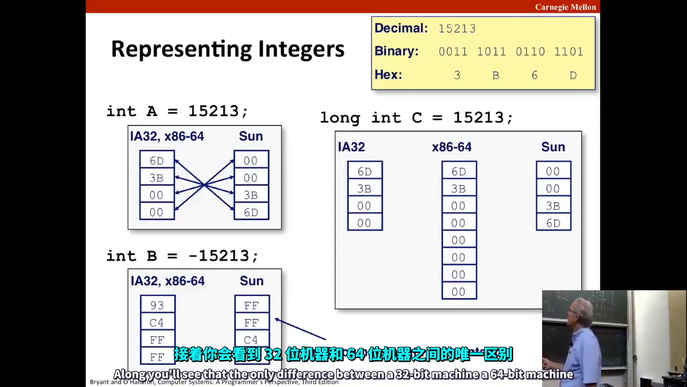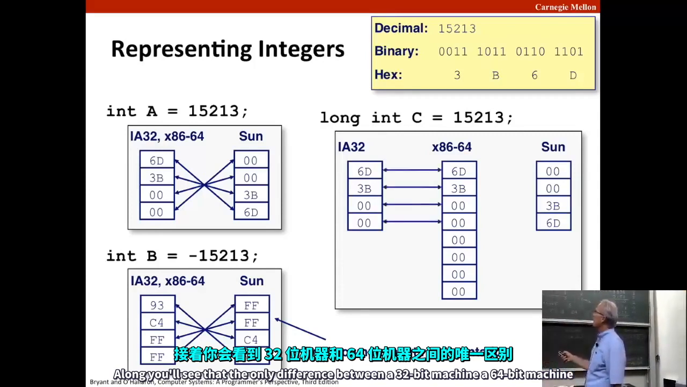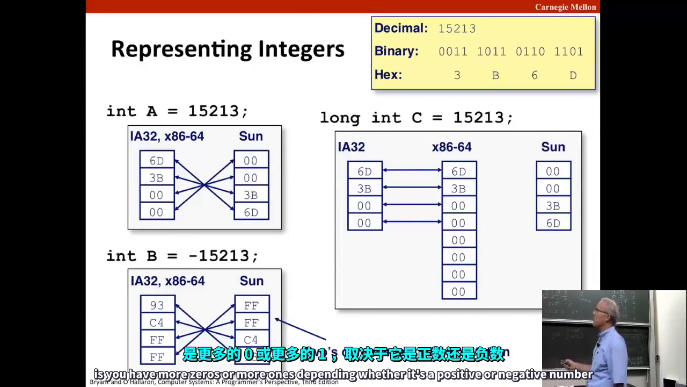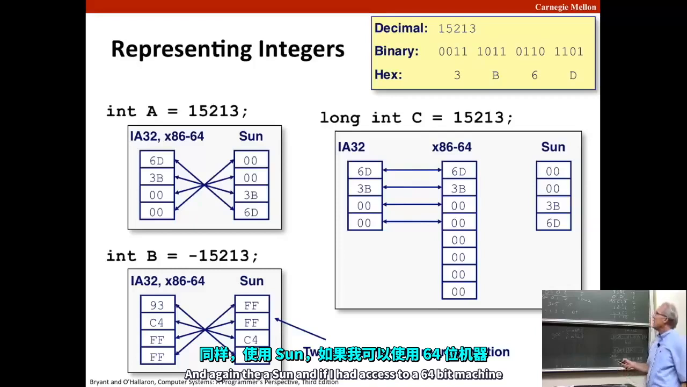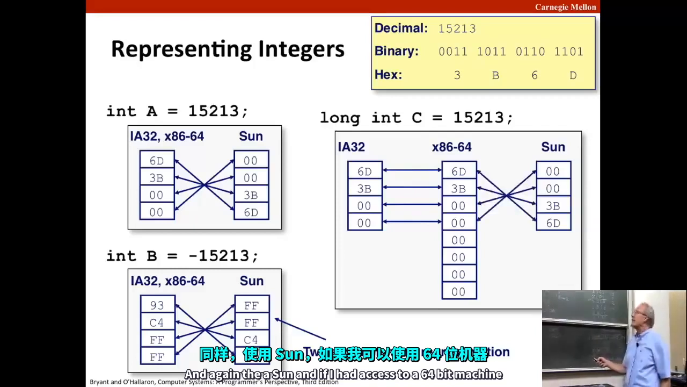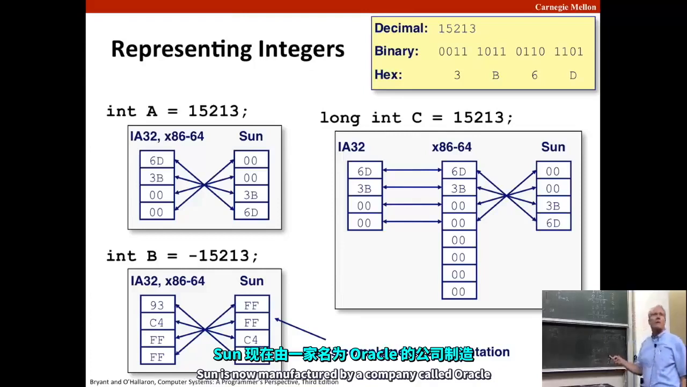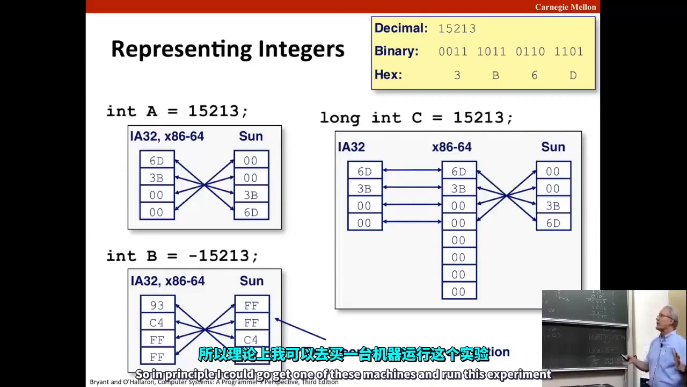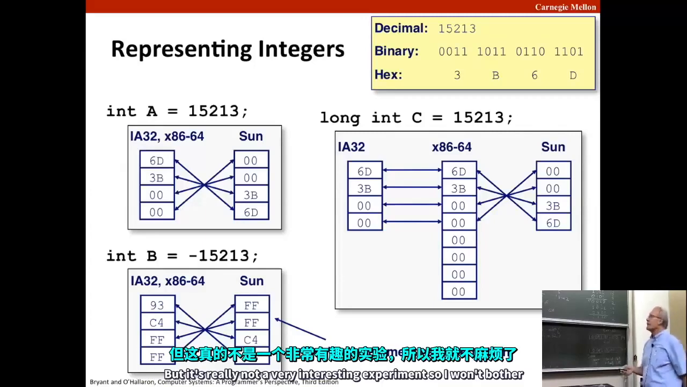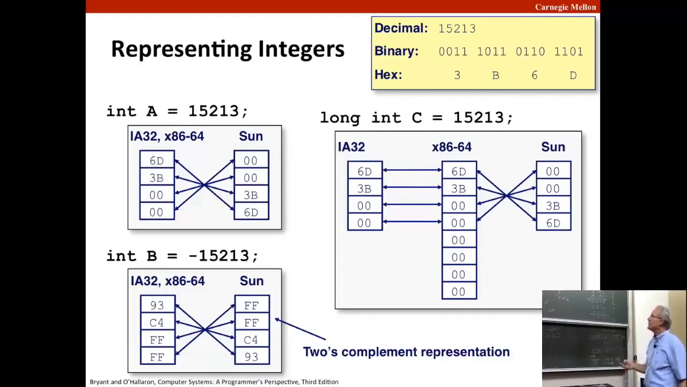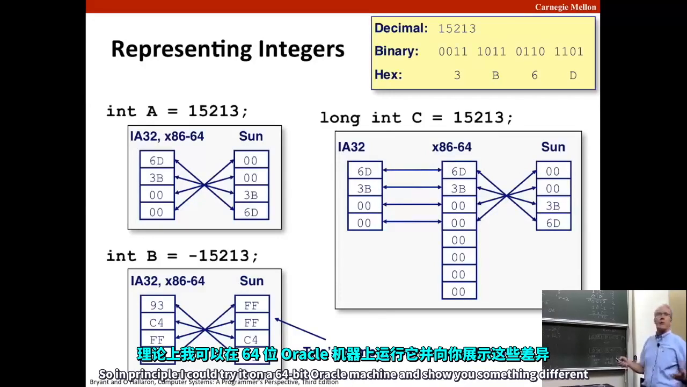Along with that, you'll see that the only difference between a 32-bit machine and a 64-bit machine is you have more zeros or more ones, depending on whether it's a positive or a negative number. And again, Sun is now manufactured by a company called Oracle. So in principle, I could go get one of these machines and run this experiment, but it's really not a very interesting experiment, so I won't bother.